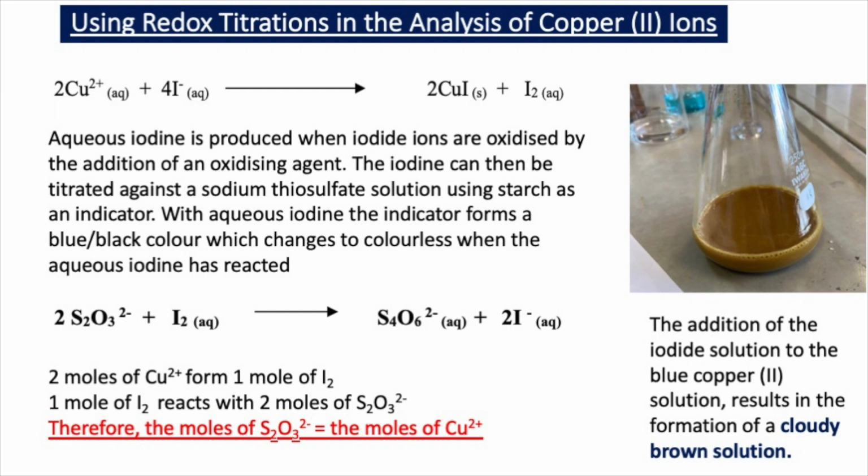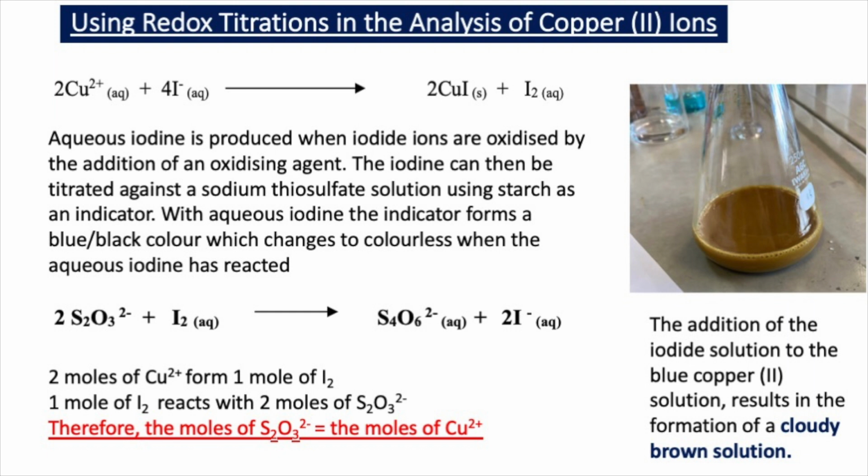Now remember, starch turns a blue-black colour in the presence of iodine. When iodine is titrated against thiosulfate, it's converted into iodide. When there's no iodine left, the blue-black colour is lost and you have a colourless solution. So to determine the endpoint, we just need the volume of thiosulfate needed to turn the solution colourless from blue-black.